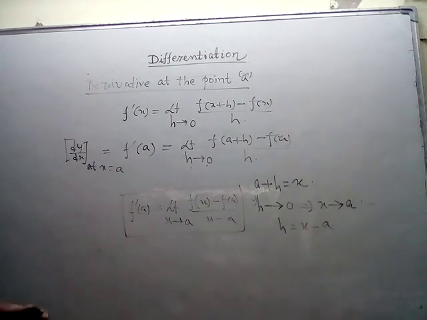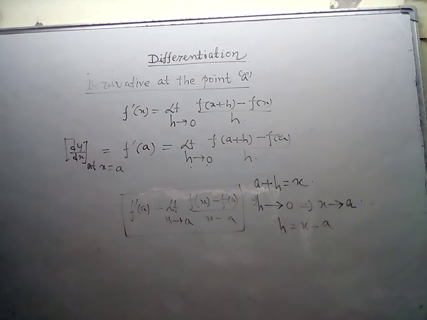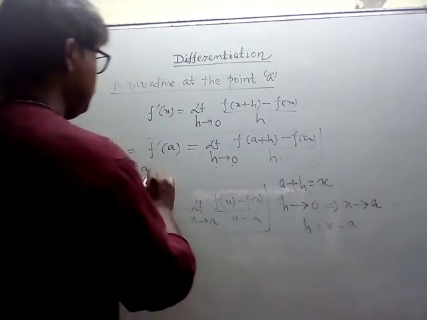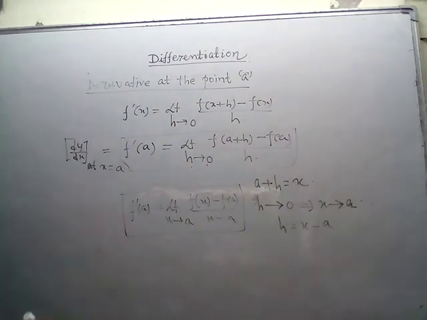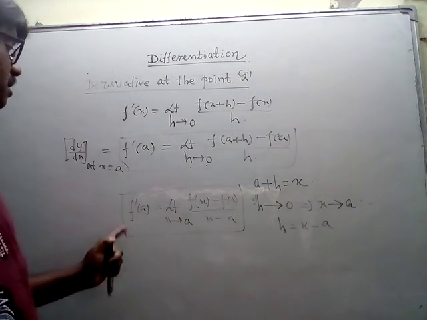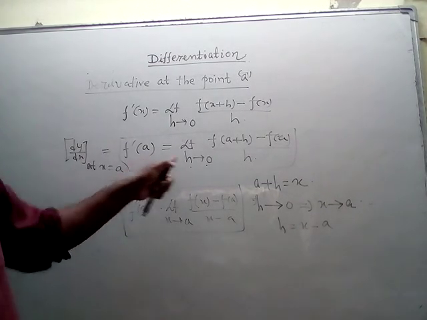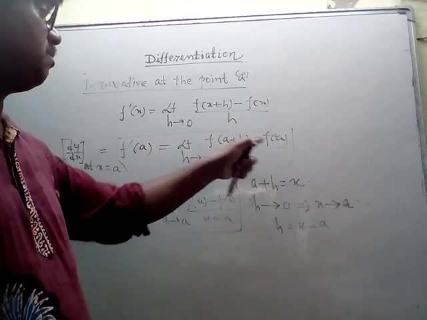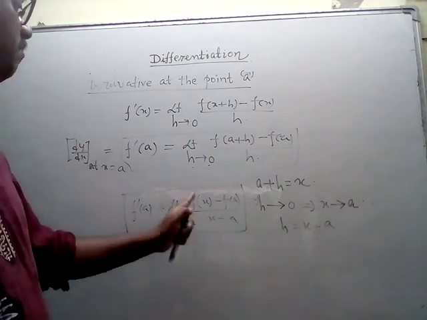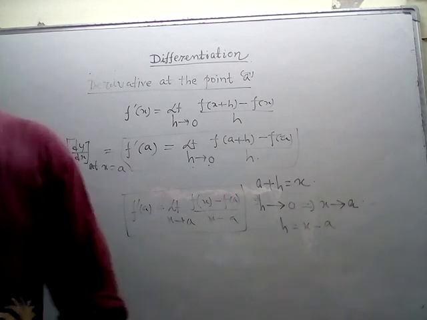f dash a equal to limit x tends to a, f(x) minus f(a) divided by x minus a. This is also differentiation, same thing but a different form. So the derivative at the point a, f dash a, equals limit h tends to 0, f of a plus h minus f(a) divided by h, or f dash a equals limit x tends to a, f(x) minus f(a) divided by x minus a.